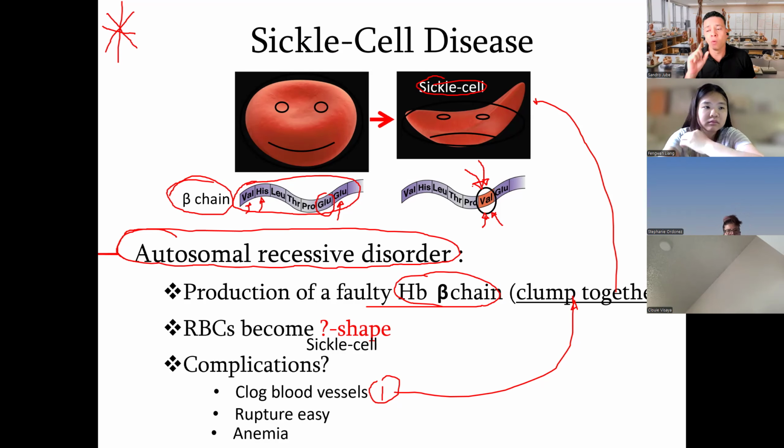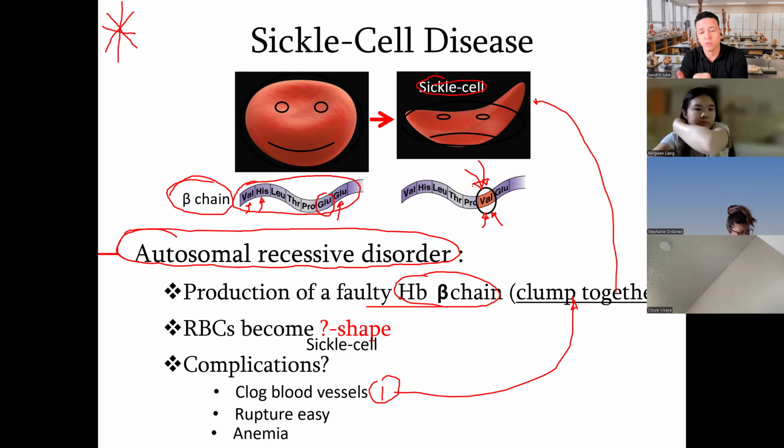If you only have one copy mutated, but the other copy is normal, you will not have the disease. You're going to be a carrier of the disease, of the mutation, but you're not going to have the disease itself. So you're going to have the genotype, but not the phenotype. Okay, again, you need both copies mutated in order to have sickle cell disease. That's what autosomal recessive means.